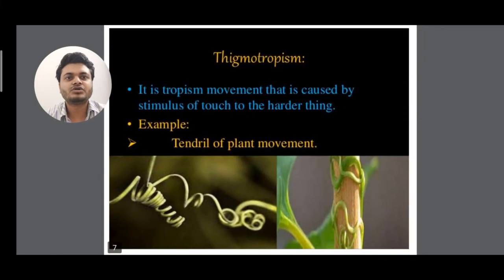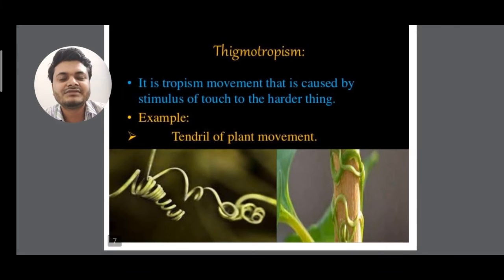So next is thigmotropism. Thigmo. Clear? It is a tropic movement that is caused by the stimulus of touch to harder things. Thigmo means touch. Example, tendrils of a plant movement. So you can see these plants like tendrils cannot be upright, isn't it? It has to hold on to a certain harder substance for it to be erect.